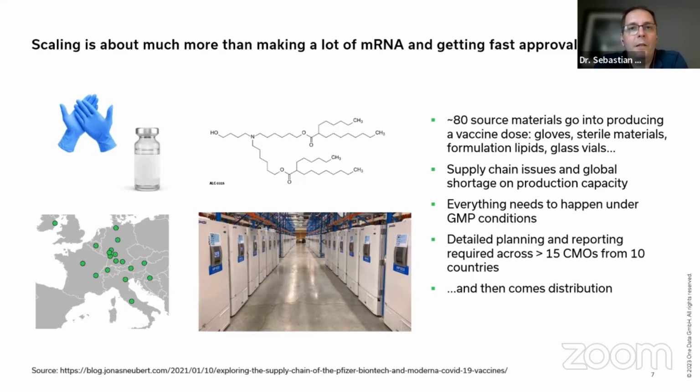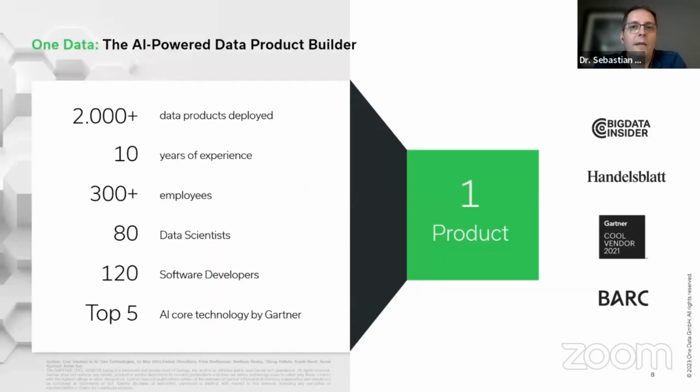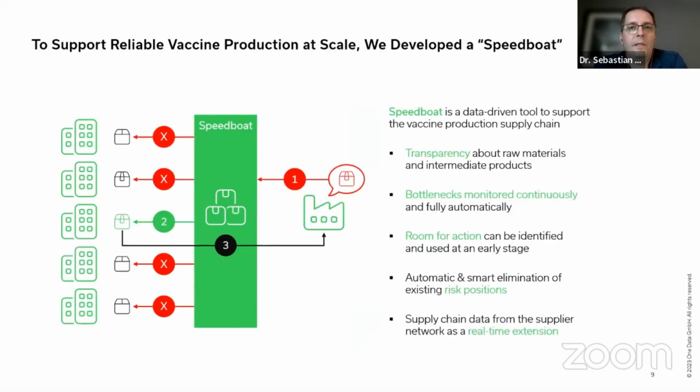Well, in a complex supply chain like that, you need to manage it. And so that's why in the end, we at One Data were asked whether we could support the monitoring of that supply chain. We're a company that specializes on building data products. I'm going to talk a minute about what that means and also what role data products, of course, played here. So we were asked whether we could help with setting this whole thing up. And what we built was a project that we called Speedboat. And the idea of Speedboat is to build a data-driven tool that supports the vaccine production supply chain.